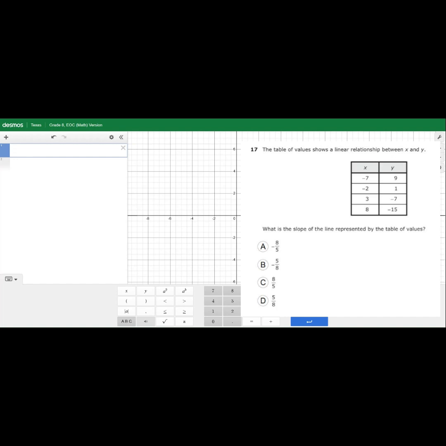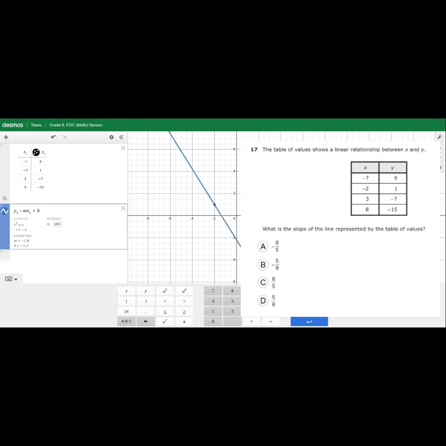First thing I'm going to do is, if this is the given, I need to create a table. To create the table, I go to the plus sign and then click the table. I need to type the numbers -7, -2, 3, 8. Next part is 9, 1, -7, -15. Now, remember, this is not given on your test. You need to remember y1 ~ mx1 + b.